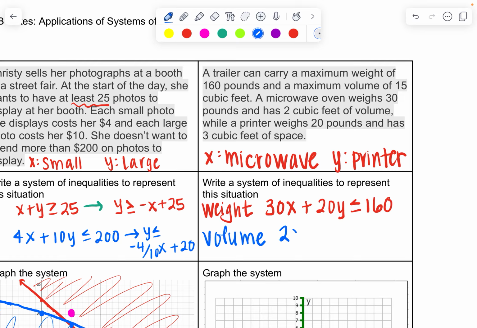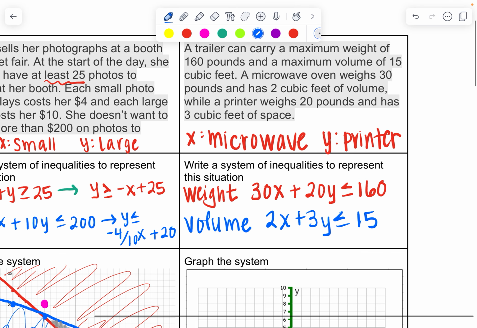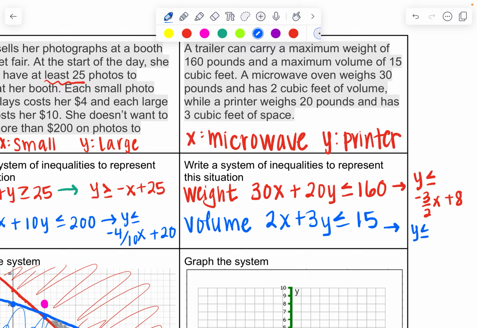The microwave's volume is 2. The printer's volume is 3, and a maximum of 15. Again, if I get y by itself on both of these, this one will end up being y less than or equal to negative 3/2 x plus 8. And for my second inequality, y less than or equal to negative 2/3 x plus 5.